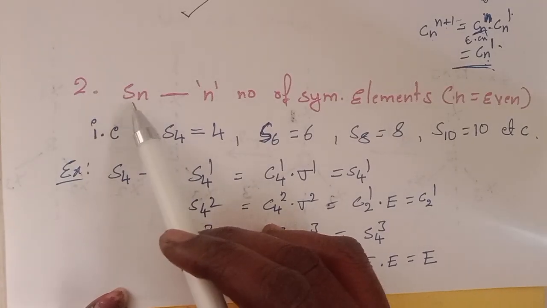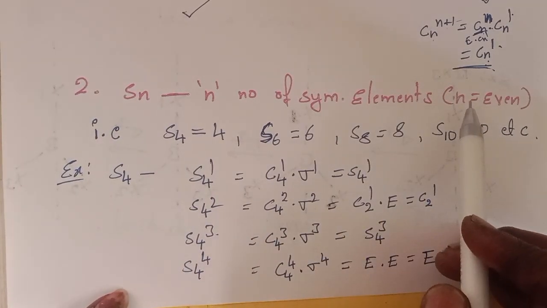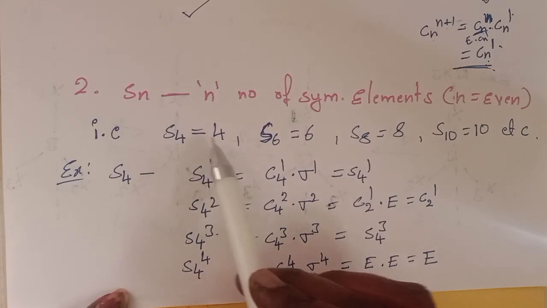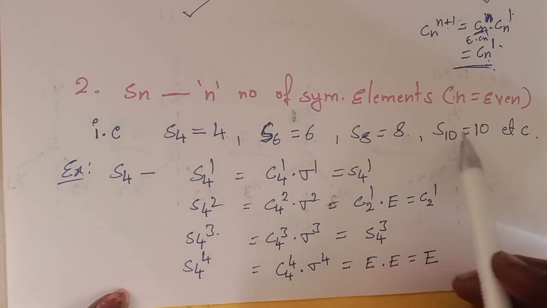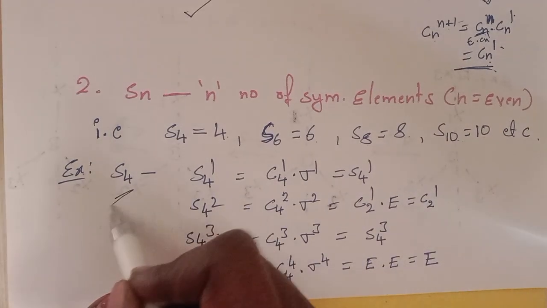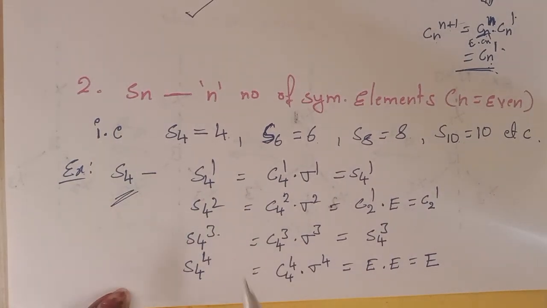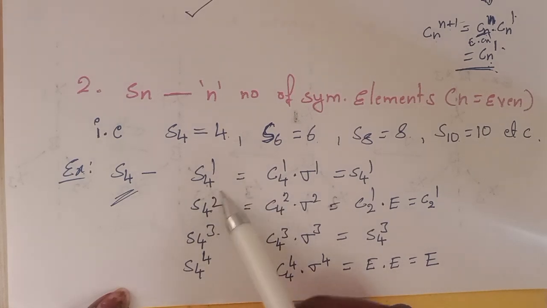Sn can generate n number of symmetry elements when n is even. For example, S4 will give 4, S6 will give 6, S8 will give 8, S10 will give 10, like that. If we take S4 as an example, it will give 4 symmetry elements: S41, S42, S43, S44.